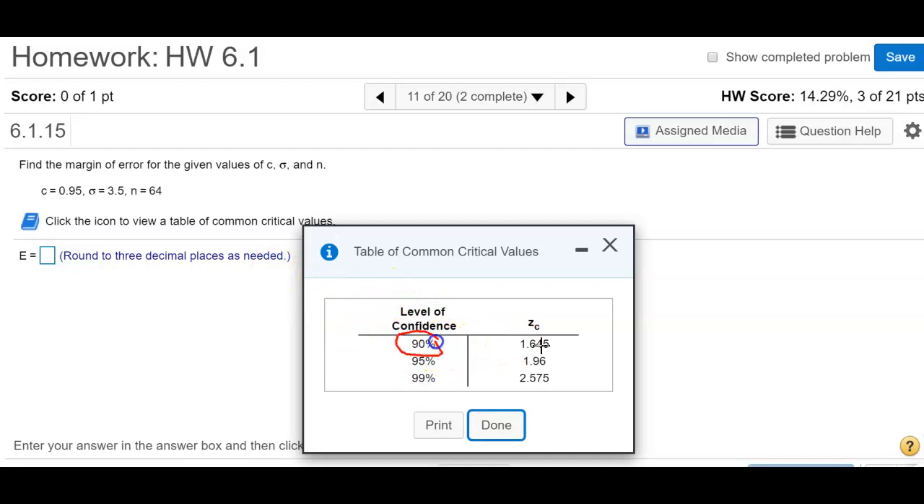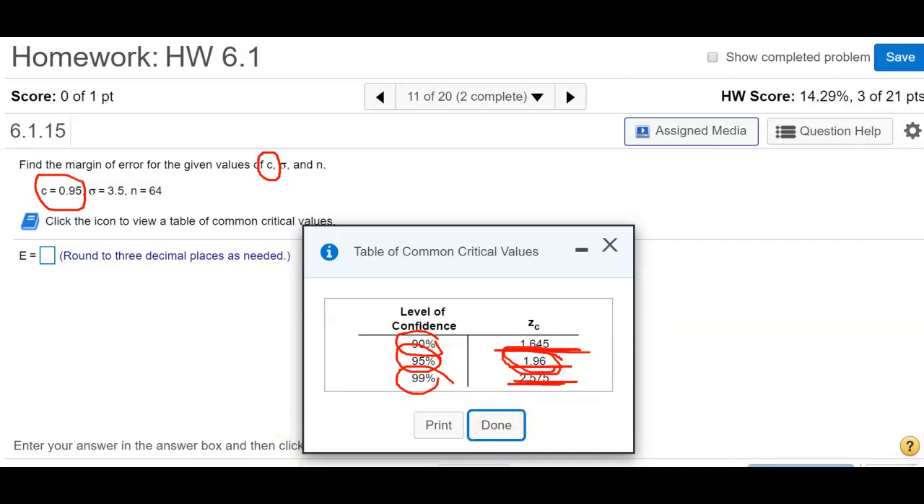If you're 90% confident, your critical value is 1.645. If you're 95% confident, your critical value is 1.96. If you're 99% confident, your critical value is 2.575. Okay, so I am 95% confident here. Here c stands for your confidence interval, or level of confidence sometimes. And so if you're 95% confident, the area under the curve is 0.95 and the respective Z value is 1.96.